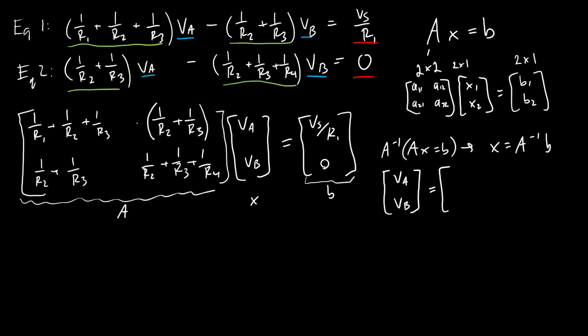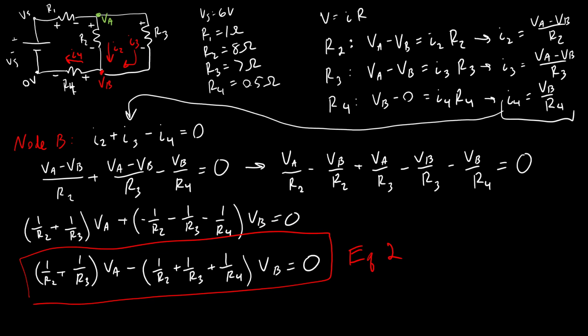So I need to put parentheses around that whole term, have a minus in front of it, parentheses around this whole term, have a minus in front of it as well. The way I noticed immediately that I made a mistake, I went to solve this and I got a negative number for VB, which does not really make any sense in the context of this circuit.